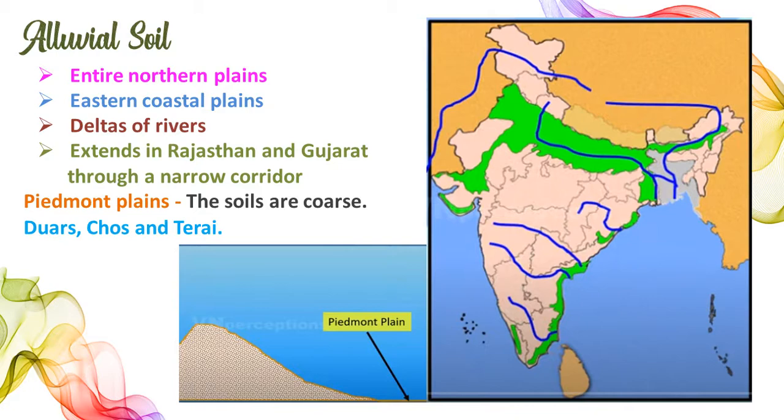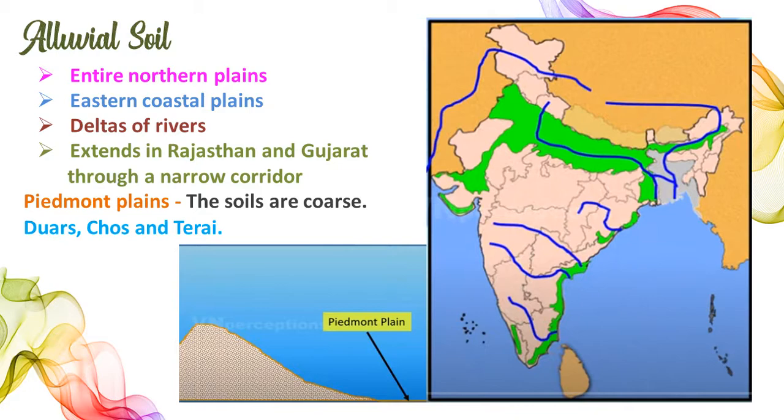Let us know about Duars. Duars are the type of soils which are found in Sikkim and Bhutan. Duars means door or an opening of a floodplain. Next comes Chos. Chos are nothing but streams that begin from mountains. These are usually seen in Punjab and Haryana. And the last one, Terai.